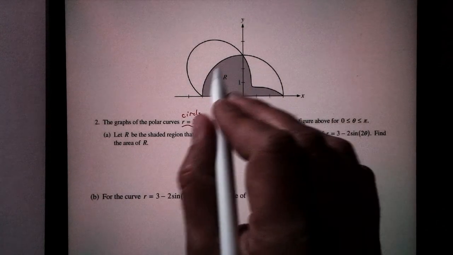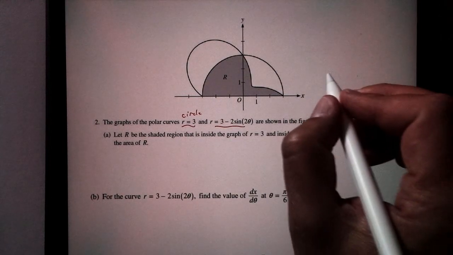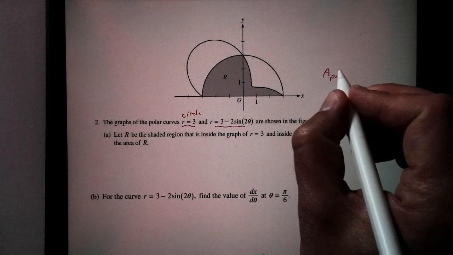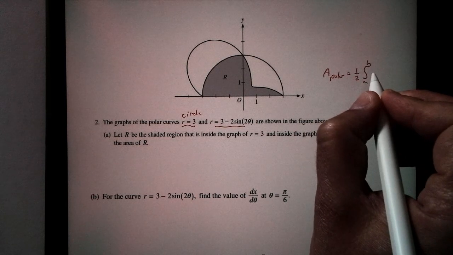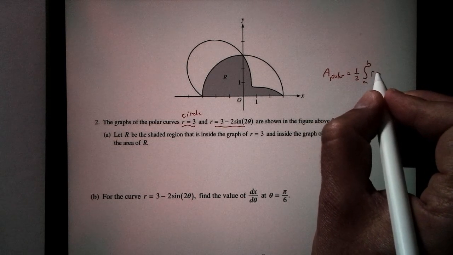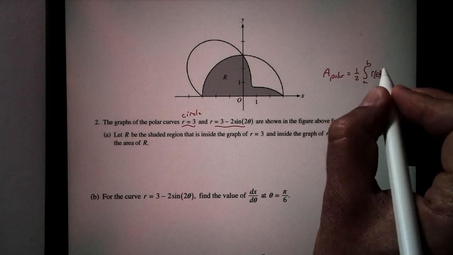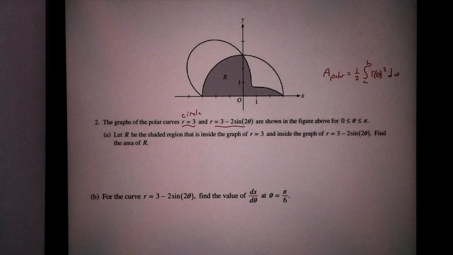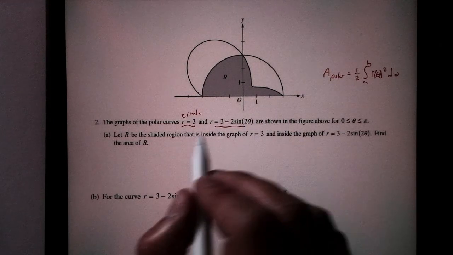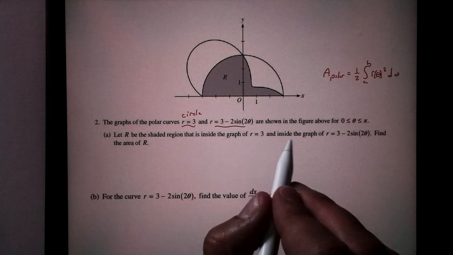So when I look at this right here, one is the area of a polar formula. So if you forgot how to find the area in polar, remember it's 1/2 the integral from a to b of r of theta squared d theta. I have another video on that if you want to take a look at that. Please go and click on that. So what we're looking for is this region right here.